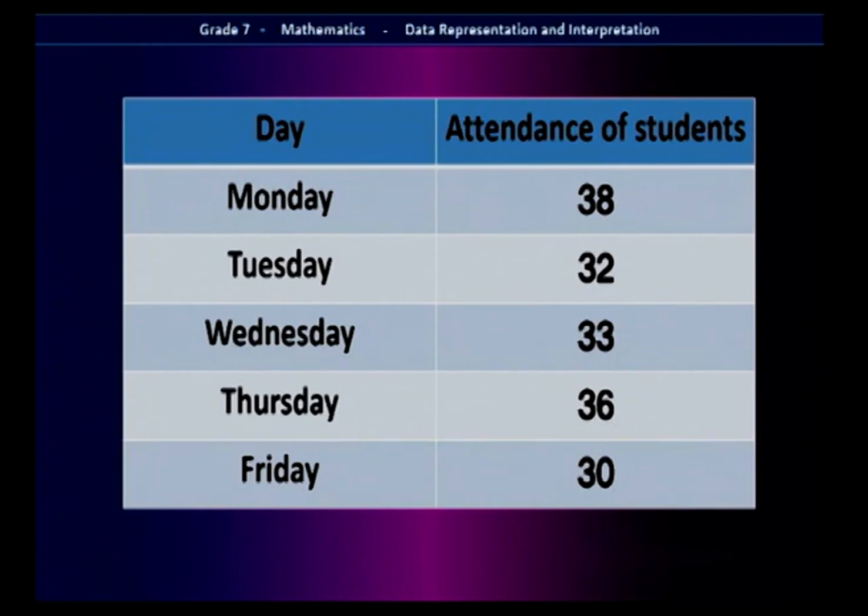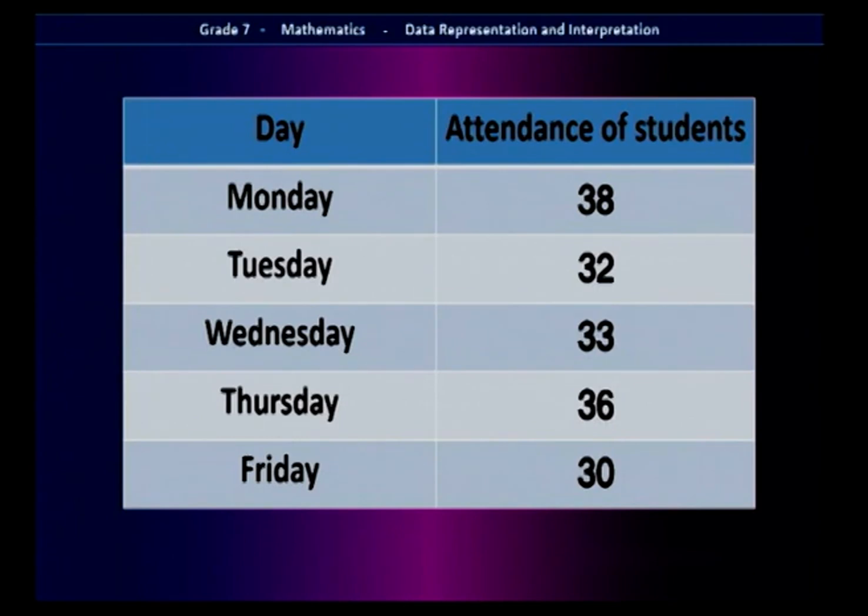On Monday, at the beginning of this lesson, I said the total number of students in a class is 40. Can you remember what the number of absentees on Monday was? It was 2. Then definitely the attendance of students on Monday should be 38. According to it, the information is collected.